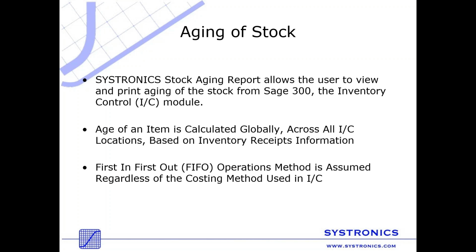The stock is aged across all locations defined in Inventory Control module based on the receipt information. The first in, first out operations method is used for aging the stock regardless of the costing method used in inventory control. In other words, the report is generated based on the assumption that the oldest stock is sold the first. Note that SYSTRONICS Stock Aging Report is available both for desktop and web versions.